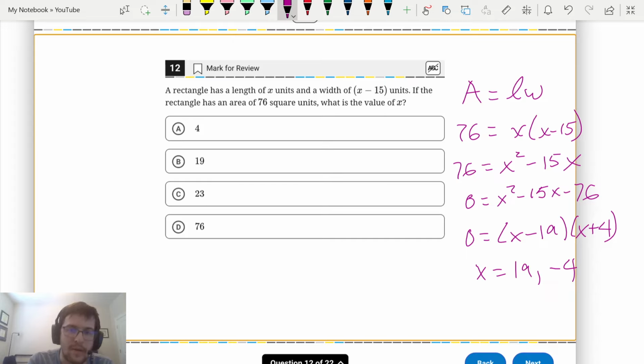So remember, x is the length of a side, so x cannot be negative. So it must be 19. So we just ignore negative 4. So the answer is 19. Very similar to the one we did before.